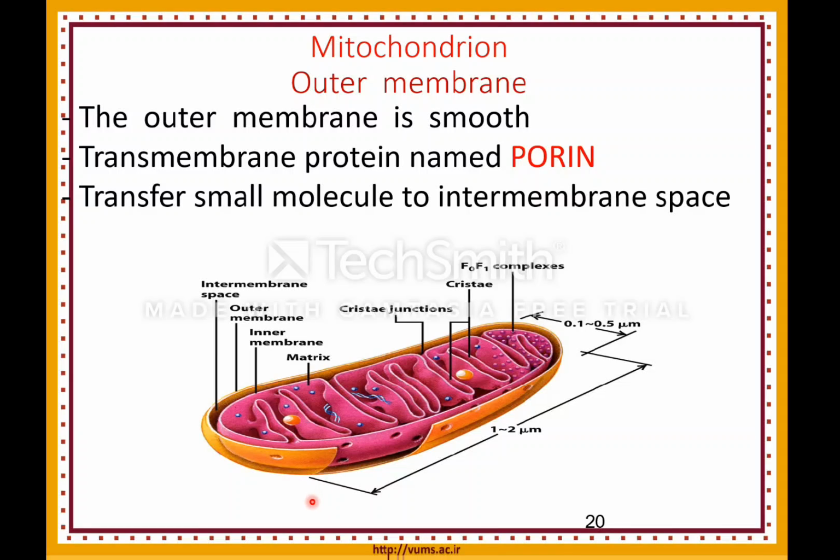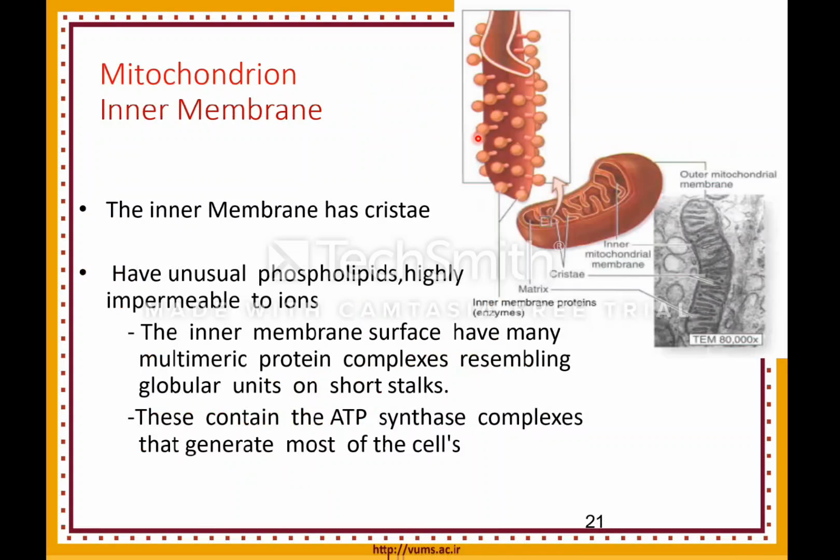For example, cytochrome C is one type of protein in the intermembranous space that is involved in apoptosis. When apoptosis is activated by the intrinsic pathway, the cytochrome C is released by this transmembrane protein. This membrane is smooth, in contrast to the inner one.